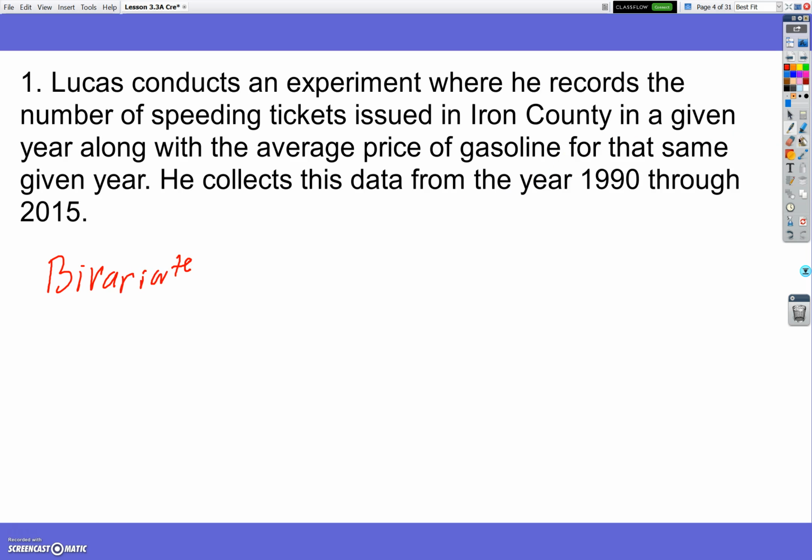Now the reason why it's bivariate is because he records the number of speeding tickets. So he's first off counting how many speeding tickets, but he's also using the average price of gasoline. So if gas was 5 cents a gallon, something extremely cheap, people might drive really fast because the faster you drive, the more gas you use. But let's say gas was very expensive, like $20 a gallon, people would not want to waste their money by driving fast, so they might drive a lot slower in order to save gas. So you are measuring two things there.